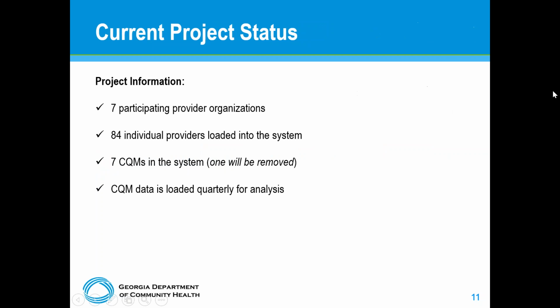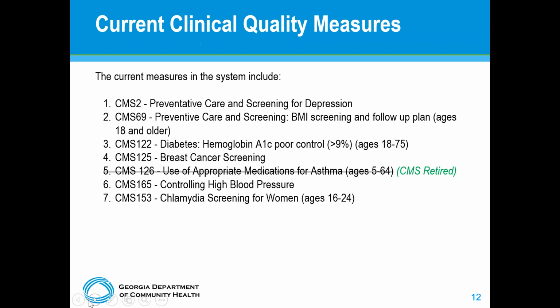So right now we have 7 participating provider organizations. We've got over 50 individual providers loaded into the system. We have currently 7 CQMs that we're measuring. I'm going to share with you what those are in just a second. We're removing 1, but then we're adding 7 more, so we'll end up with a total count of about 13 CQMs. Our hope is to load that data quarterly. Again, we want that process to be efficient so that it is limited time required for our participants in the project. So let's show you the CQMs that we're collecting.